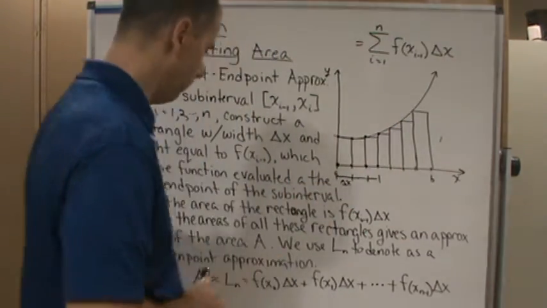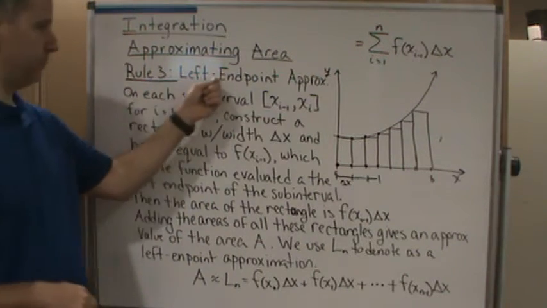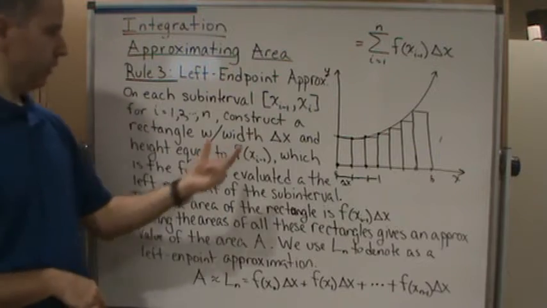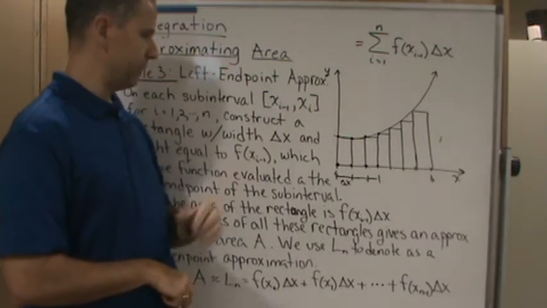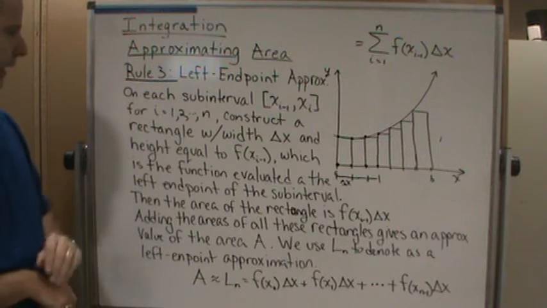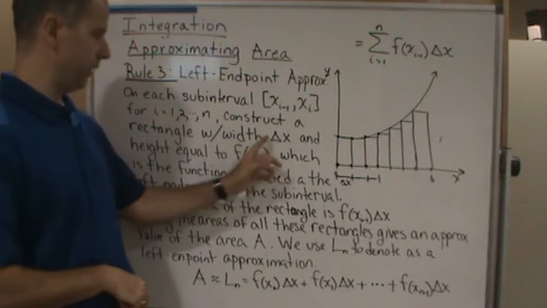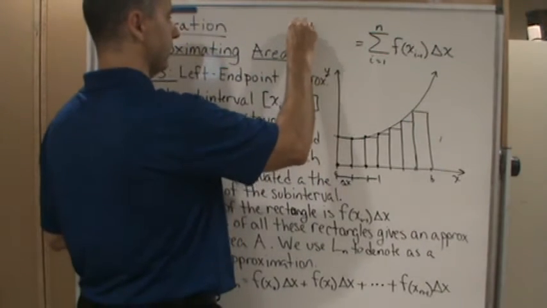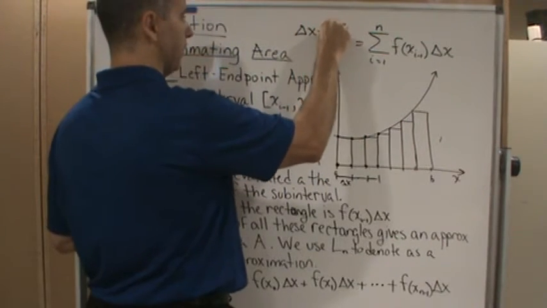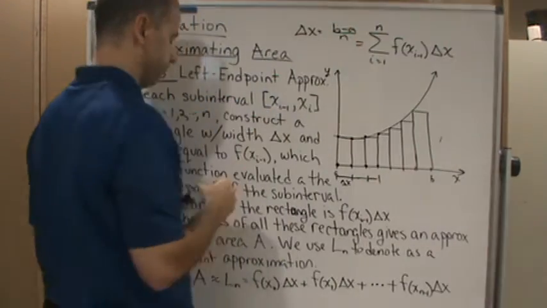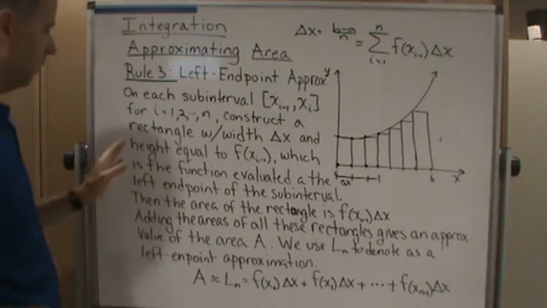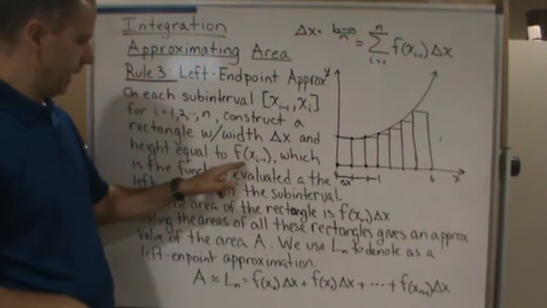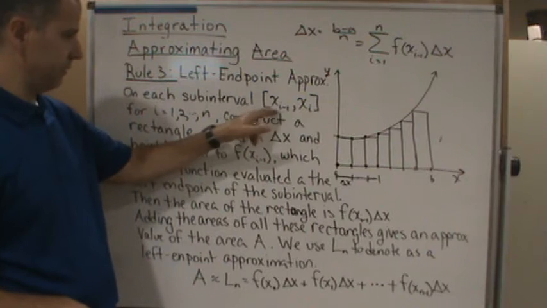So here's the rule. This is the left endpoint approximation. Rule number 3: on each subinterval from x of i minus 1 to x of i, for i equals 1 to n, we're going to construct a rectangle with a width of delta x. Again, how do we get the delta x? Well, delta x is just equal to b minus a over n. And the height of each rectangle is going to be f of x of i minus 1, the left endpoint.